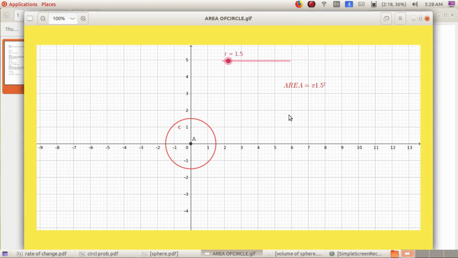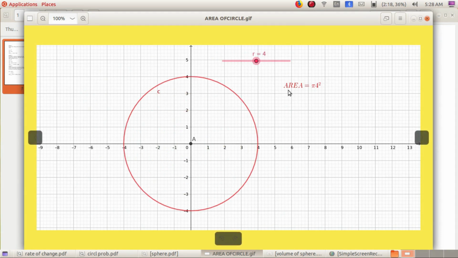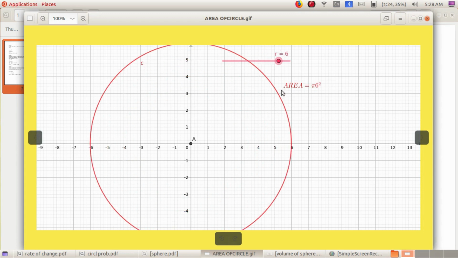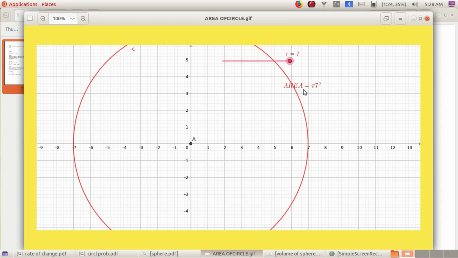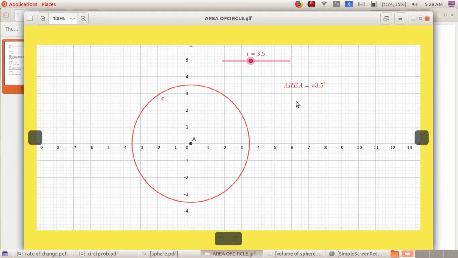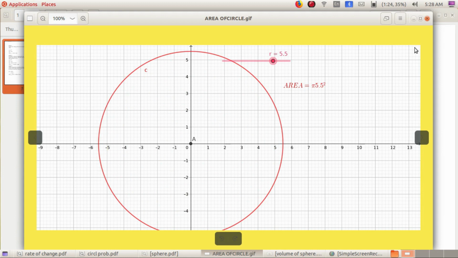Now consider a circle. When the radius increases, its area is increasing. When r is increasing, its area is also increasing. So the area of a circle is a function of r. Area A is equal to pi r square, which depends on the radius of the circle.